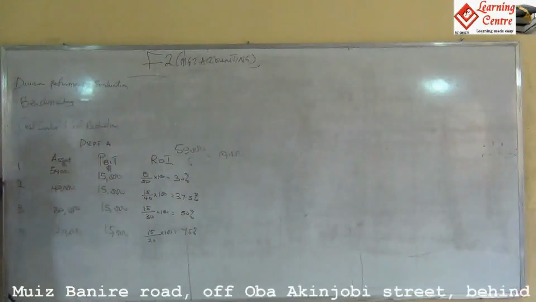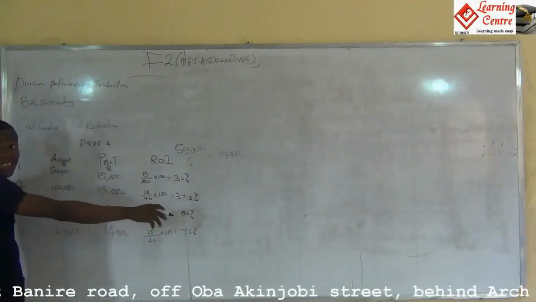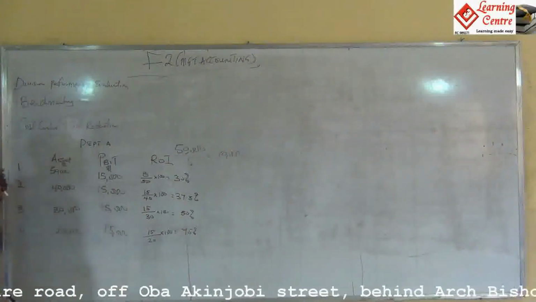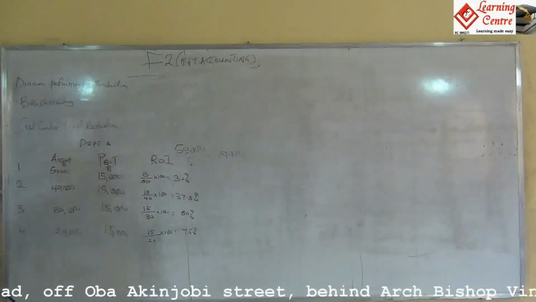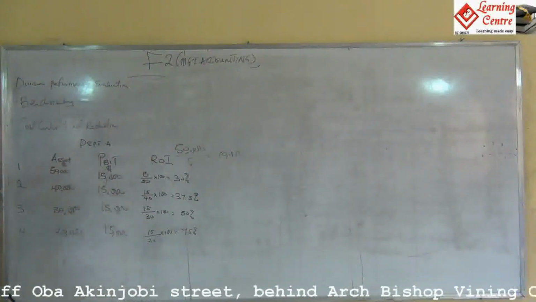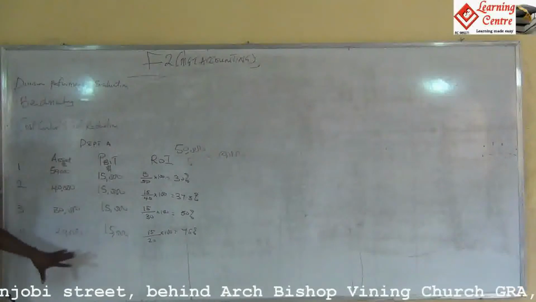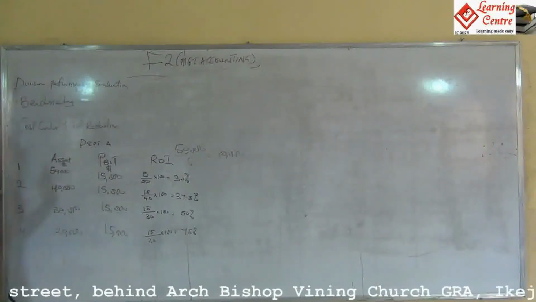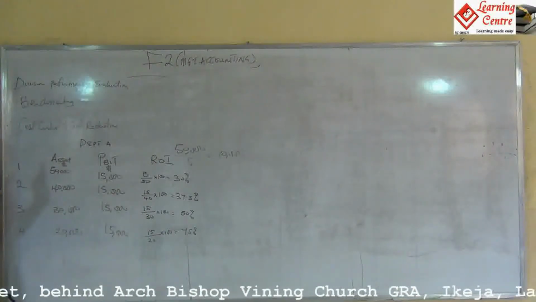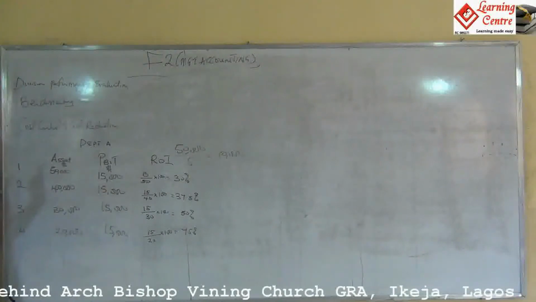What do you observe? The ROI is increasing, but the profit is increasing. What happens is that the guy just refuses to invest in more assets, and he's just depreciating his assets. I see the problem now.